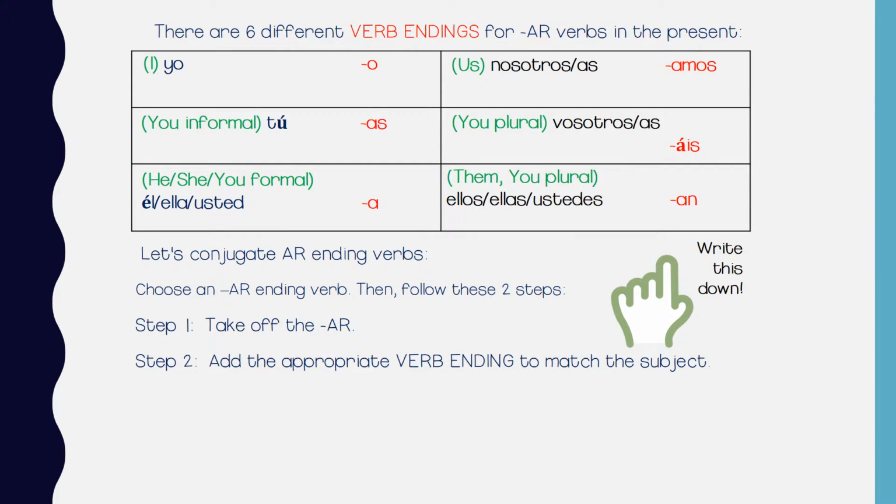So in order to conjugate these AR verbs, we are going to take off the AR from the end and we are going to replace it with one of these endings, depending on who the sentence is about.